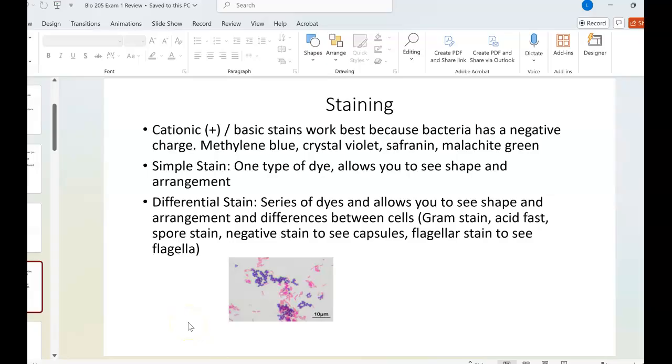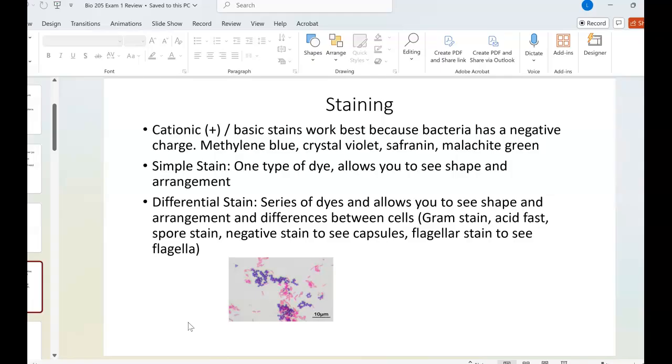Now we're going to be doing a few different stains this semester. And one of the things that I mentioned is that many of our stains that we're going to be working with are cationic, meaning that they're going to be positively charged. So something like methylene blue or crystal violet, they have a positive charge.